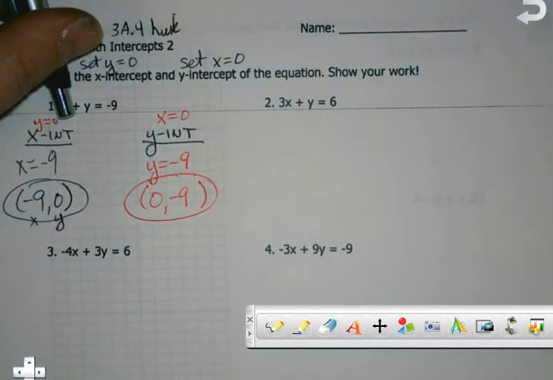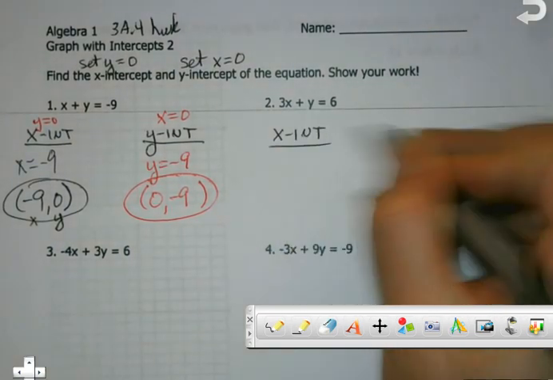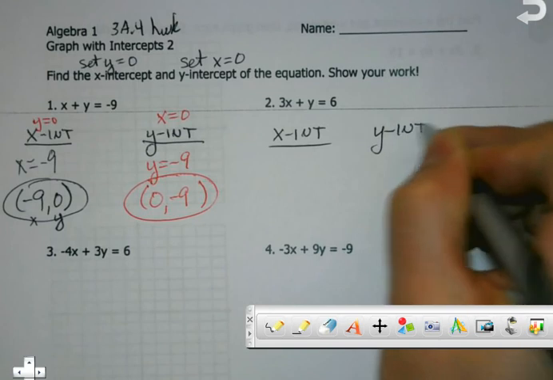Now, it won't always go quite that simple. You may have a step here, too. But again, the concept is always going to be the same.